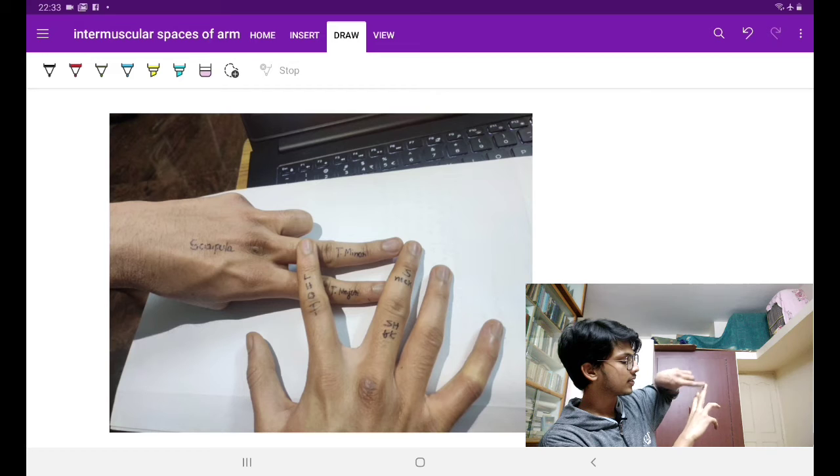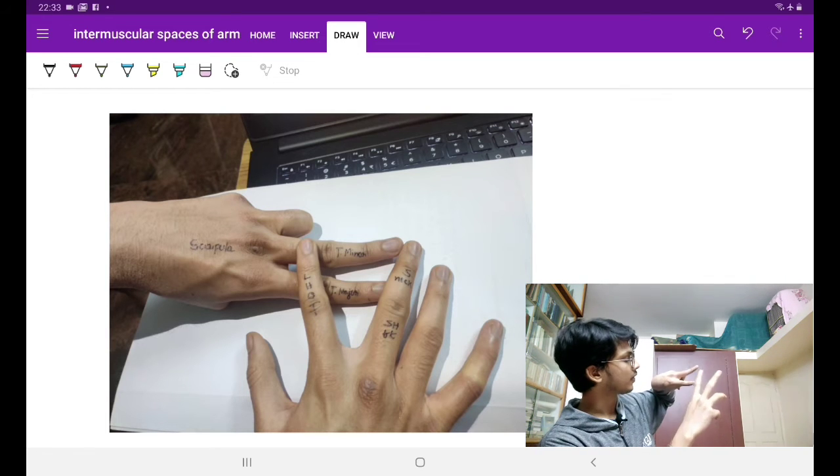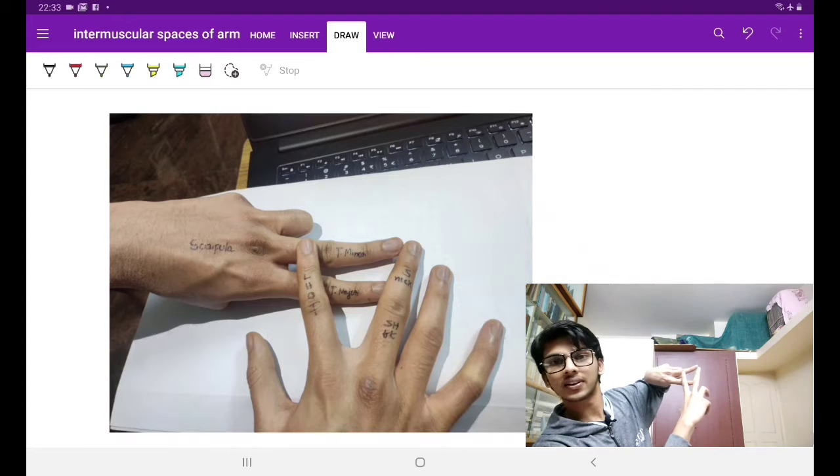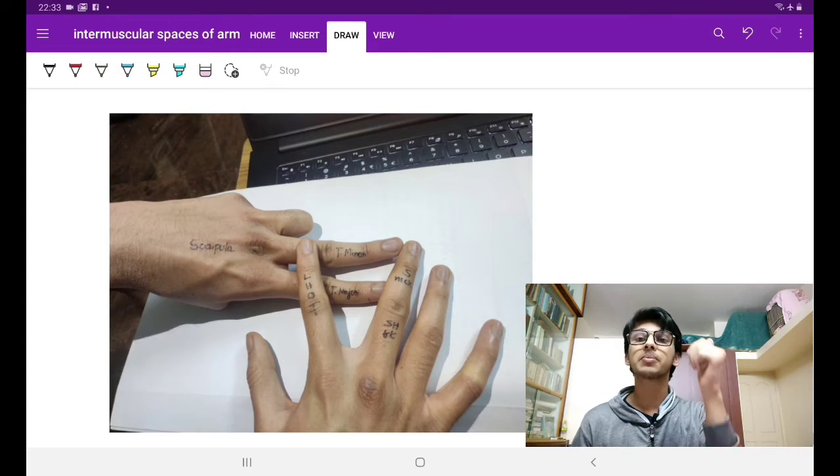And here, see, this is the humerus. The middle finger of my right hand is the humerus. And this is the long head of triceps. So just join like this. Got it? Join like this. Guys, I used to remember this.